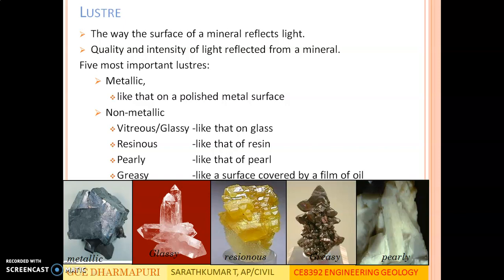In the figure below, each luster is given an example. The first one is metallic luster, the second one is glassy luster, the third one is resinous luster, the fourth one is greasy, and the final one is pearly. Based upon how the mineral reflects light, the lusters can be divided into either metallic or non-metallic. Non-metallic is again subdivided into vitreous, resinous, pearly, and greasy.